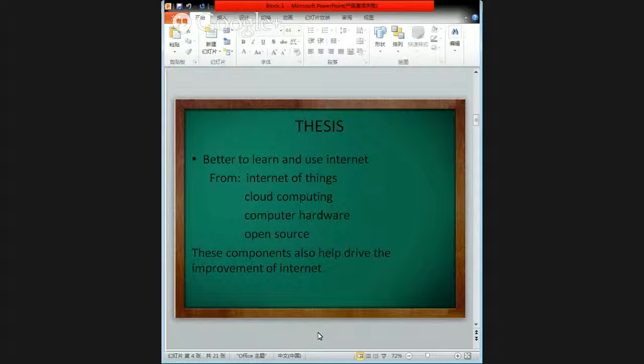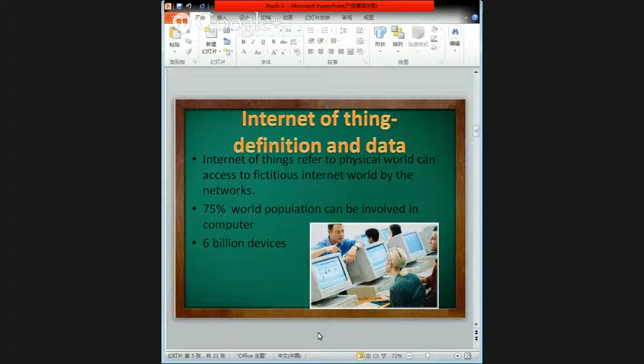Internet of Things, cloud computing, computer hardware, and open source cannot be ignored during the development of the Internet. Through these important components of the Internet, it can also drive improvements of the Internet. Firstly, I will talk about the Internet of Things. It involves all of the main factors in the Internet.